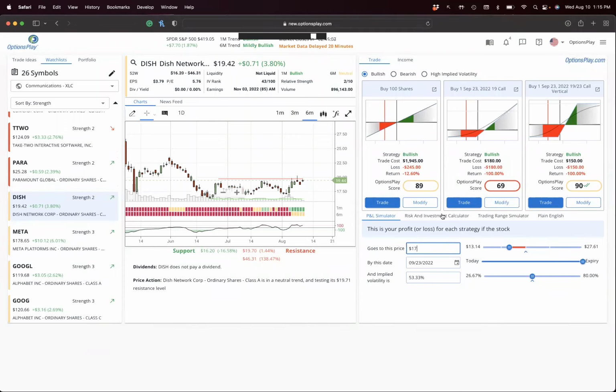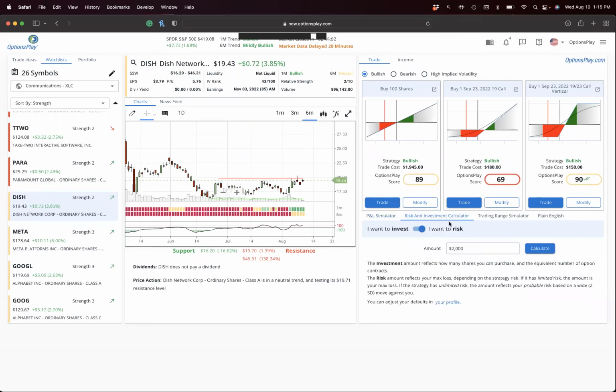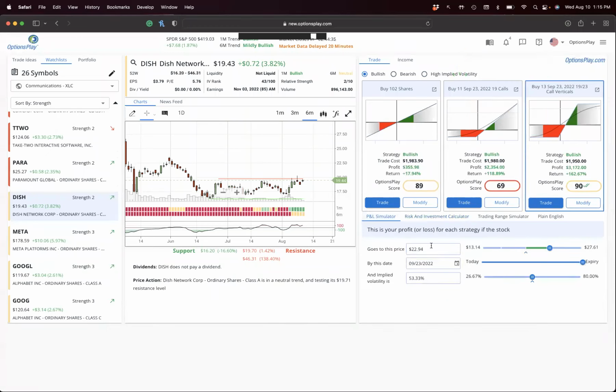And I highly, highly encourage you to use our risk and investment calculator. And we have a way to adjust your profile risks so that you can choose how much you're willing to risk per trade using this feature here on your tool. I've already set this so that every single trade, I never risk more than $2,000 on a trade. And every time I click on calculate, it will tell me exactly how many contracts to buy. And then I can actually compare apples to apples.